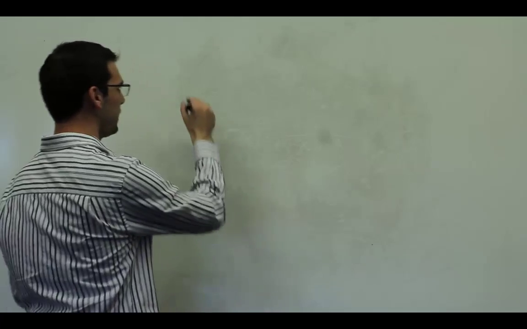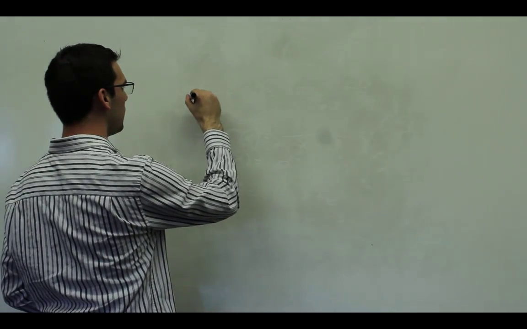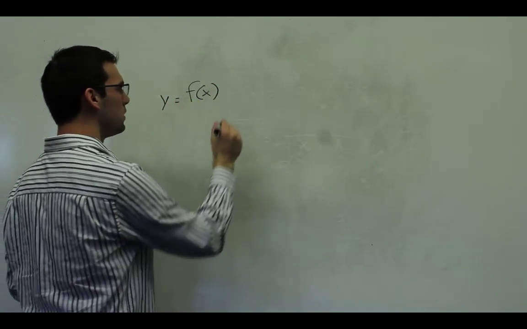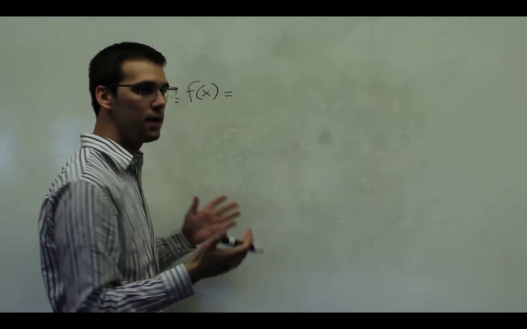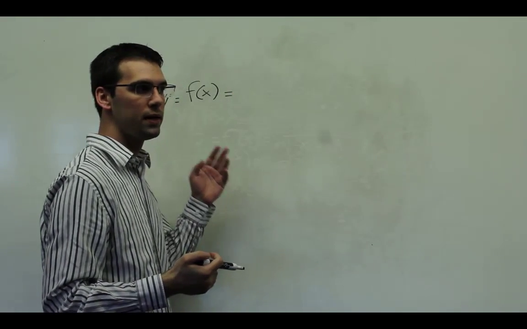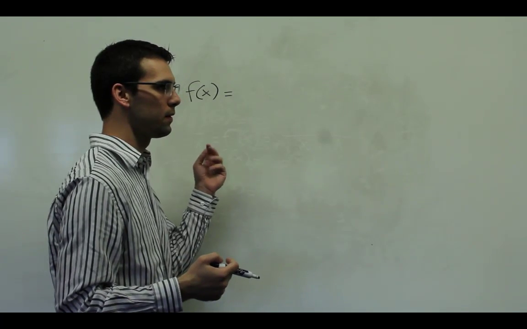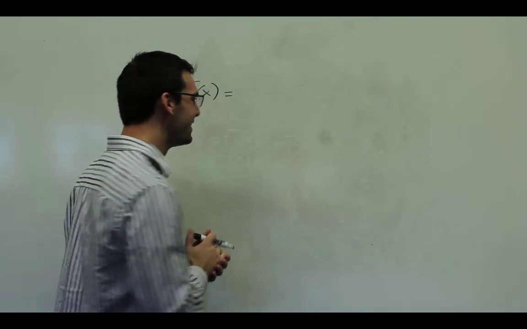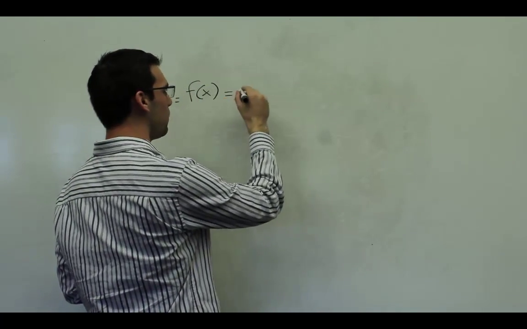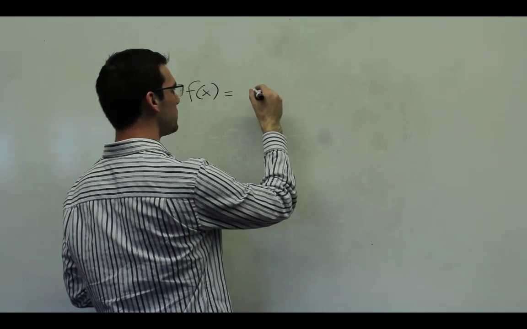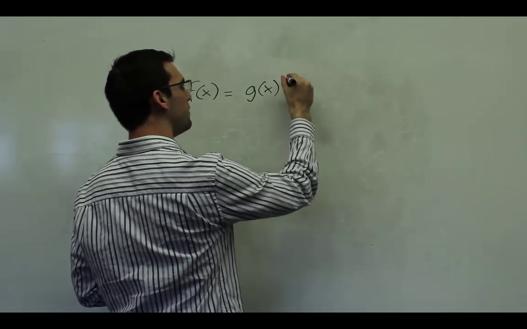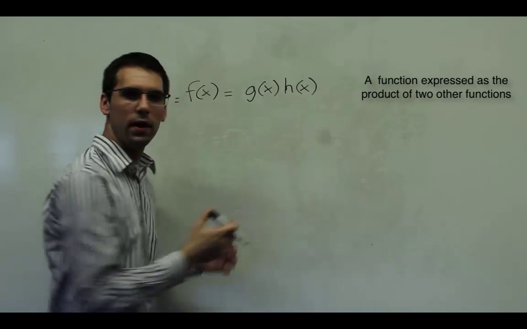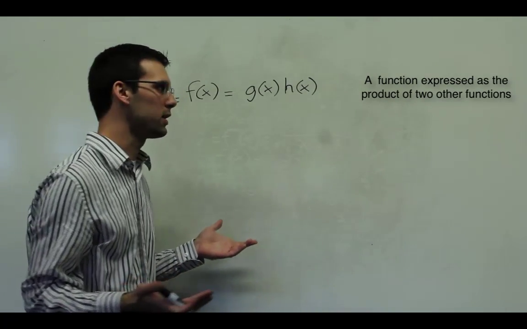So suppose that our function of x, we can go ahead and call it y, can be represented as the multiplication, the product of two functions, using the product rule, of course. Then we might say that y equals f of x equals g of x times h of x. Okay? So let's go ahead and talk about examples of functions that might look like that.